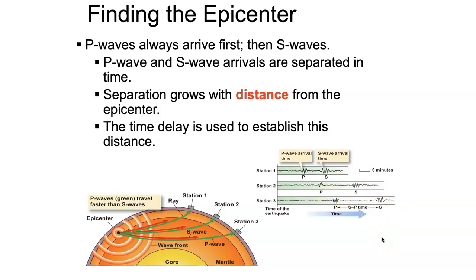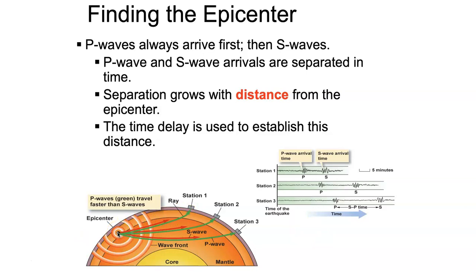This information can be really useful to figure out how far away the epicenter is, because what we get when we're looking at station data are these things right here. We don't know how far the epicenter was, but we can use this to kind of go backwards and figure out our distance to the epicenter.